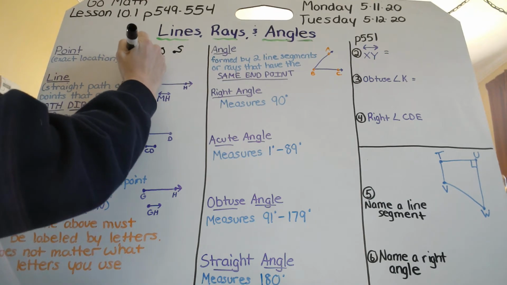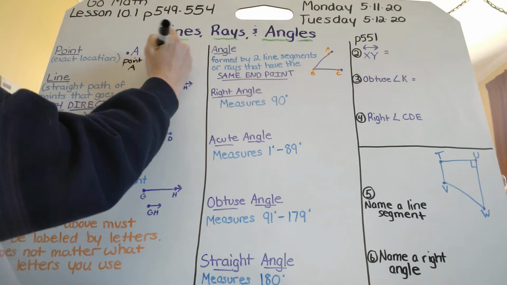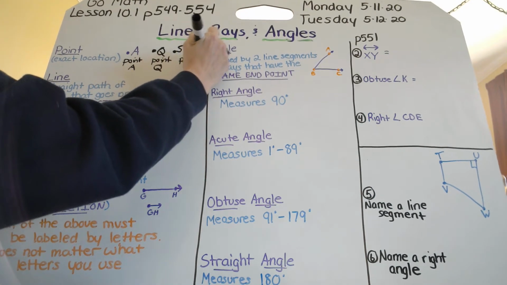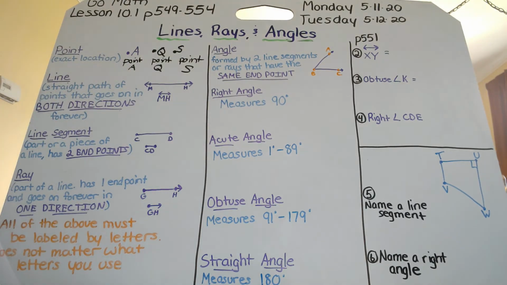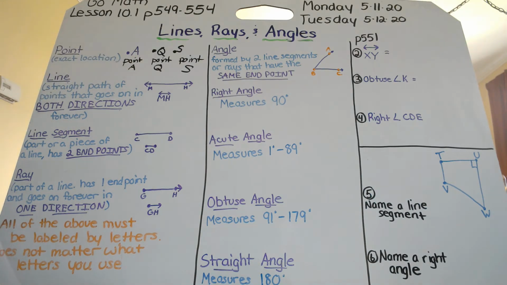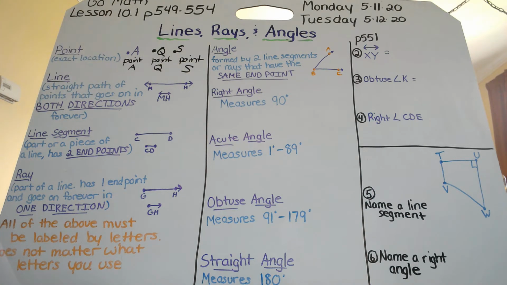Point A. Point Q. Point S. That's how you say it. I apologize for my horrible handwriting, but I'm writing kind of lopsided today. So that's a point. It's an exact location. It looks exactly like a period, and it's labeled with one letter. Point A, point Q, point S.